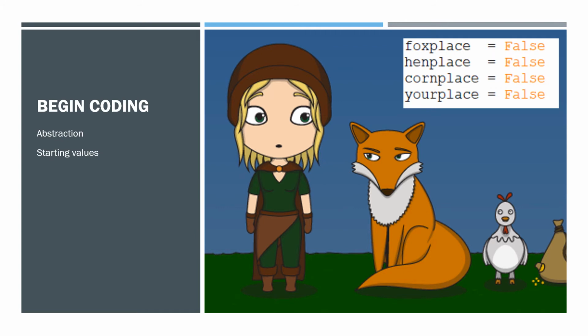So what I do is I set 4 variables: the place of the fox, the hen, the corn, and you. And I'm setting them all to false, so we're all on the wrong side of the river. And if I cross the river with any of the items, then I change to the other bank and it becomes true. When all the values are true, then I've won the game.